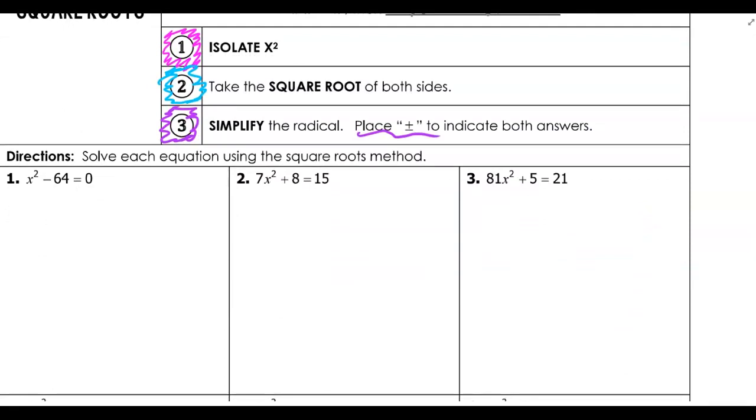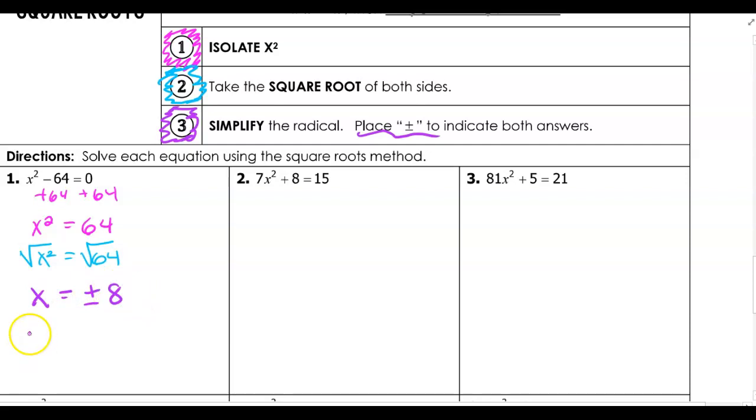So isolate the x squared. We'll do a few of these together. Isolate the x squared, we add the 64 to both sides. Feels a little bit like algebra 1. And then step 2, take the square root of both sides. So that's going to be written as the square root of x squared equals the square root of 64. And then our final answer looks like x equals plus or minus 8. So in set notation would be x equals plus or minus 8.